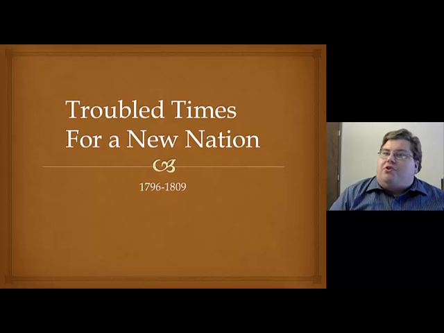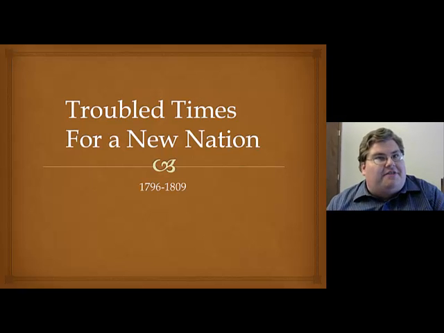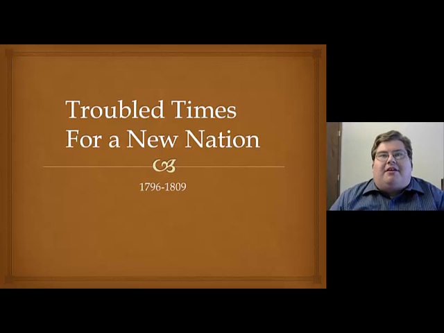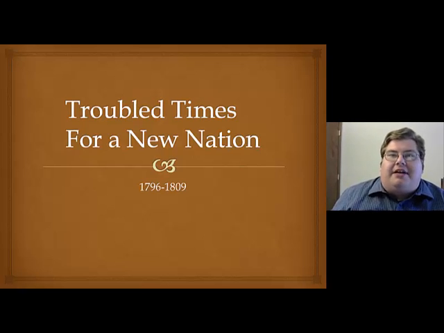And so what that meant is, starting from Adams' one-term presidency through the two terms of Jefferson's presidency, we're going to see some of the expansion of the federal government, some changes, new amendments, and just the American government itself trying to come to grips with how to be a functional nation.